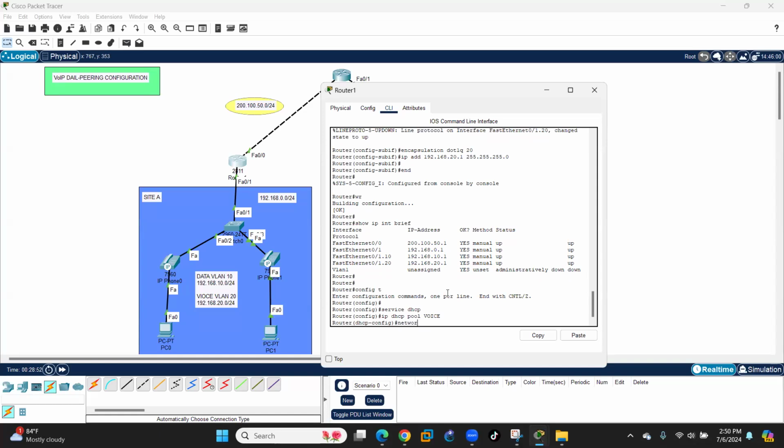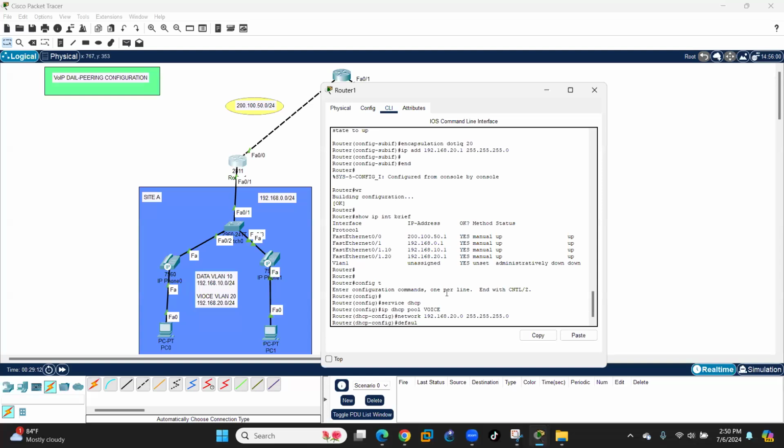Then I'll tell it the network to work with. Our network for the voice is 192.168.20.0, with subnet mask 255.255.255.0. Then the default router, that is the default gateway, whatever IP you gave to your sub interface. Mine I gave 20.1, so I'm going to configure 192.168.20.1. We've already done the DHCP, so I'm not going to go over it again.